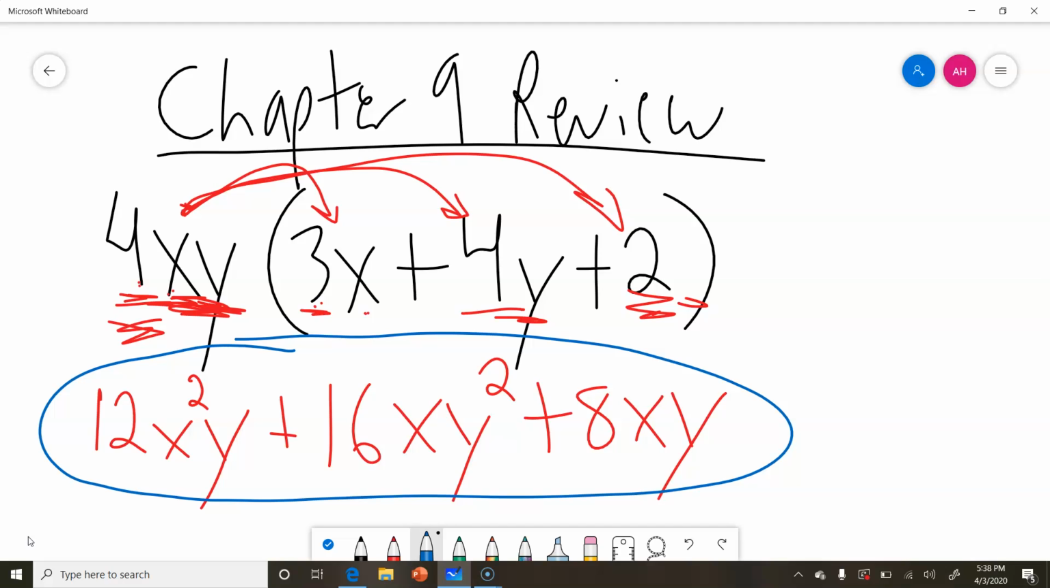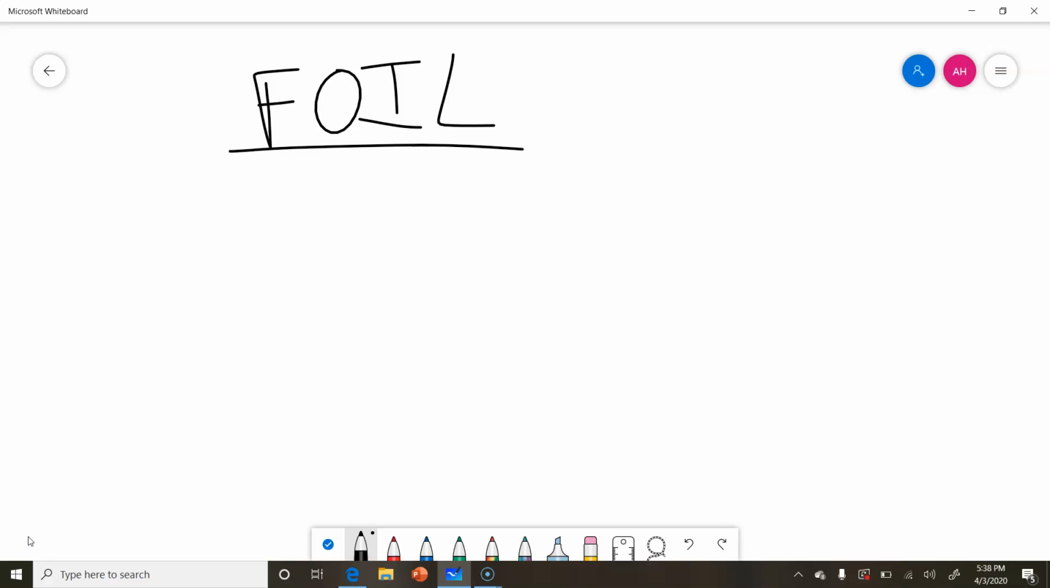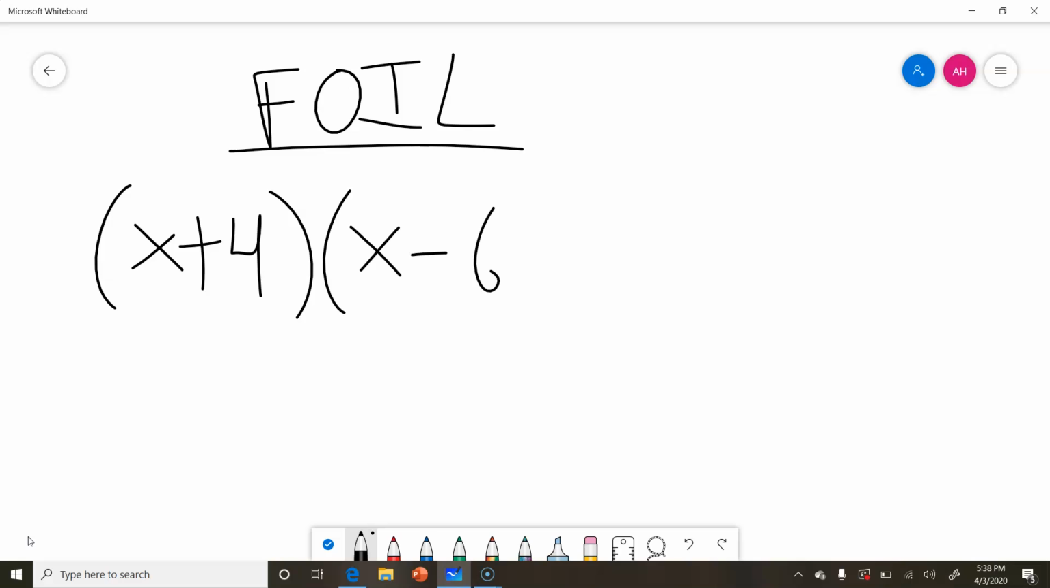Okay, now the next thing I want to work on here is our FOIL method. Some of you really struggled with our FOIL method for homework. So they give us this problem, x plus 4 times x minus 6. I'm going to go through it slowly because I really need you to understand this. And you're going to have to do this for 3 more years of math, okay? So just bear with me. It's part of life, okay?